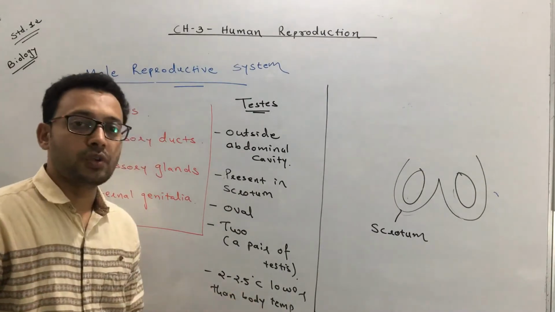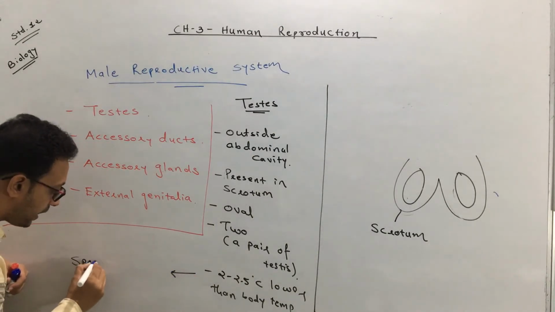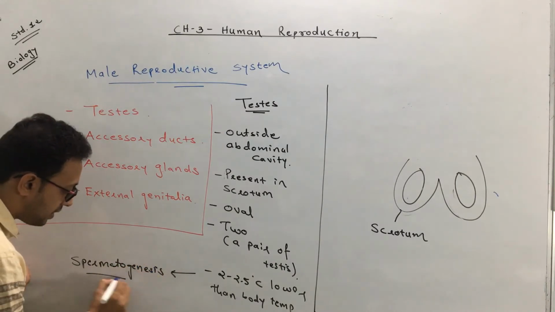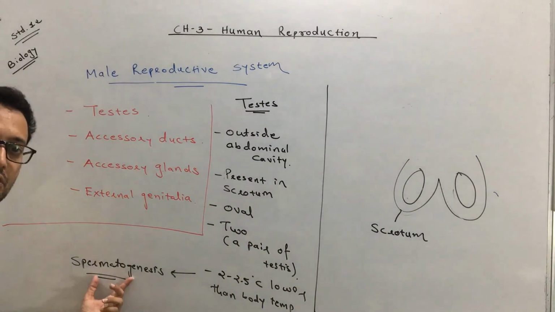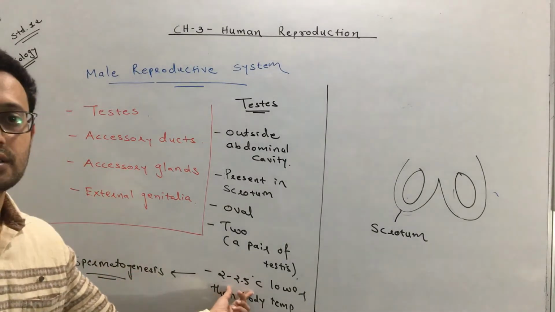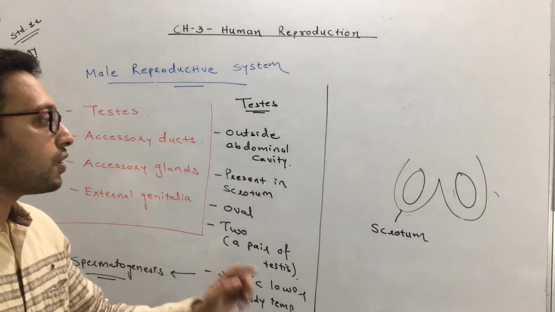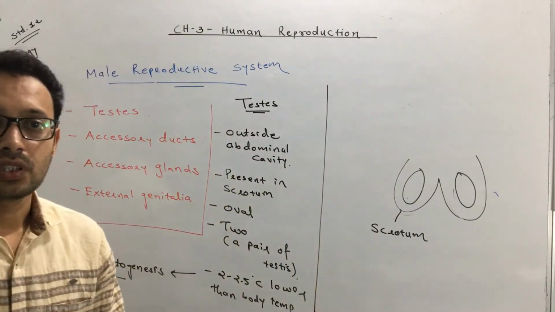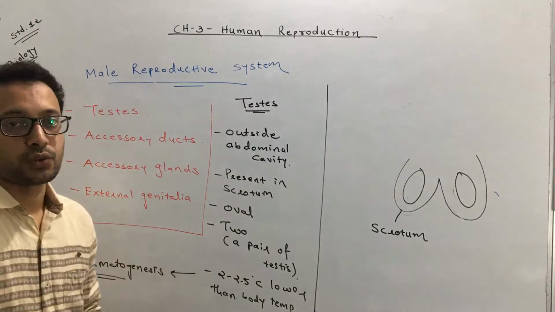So here the temperature is lower, and why is it lower? Because a lower temperature promotes a process called spermatogenesis. If there is a high temperature, the sperm production may get affected. So to facilitate spermatogenesis, the sperm production process, the temperature is lower. How much lower? 2 to 2.5 degrees Celsius lower than body temperature. Okay, and who will maintain this lower temperature? The scrotum will maintain this lower temperature. Okay, any doubt? No. So this is the usual information regarding our testes.